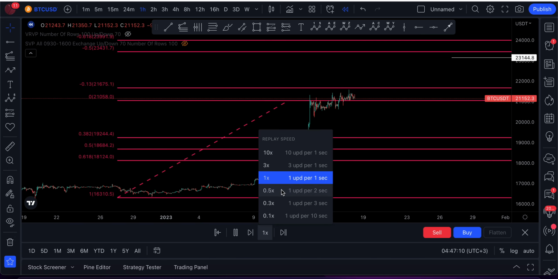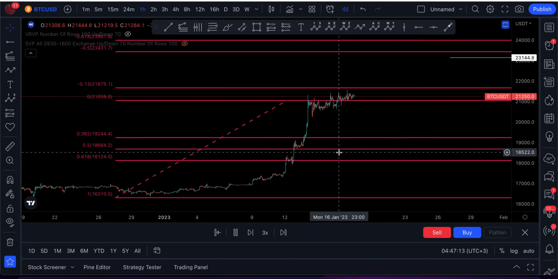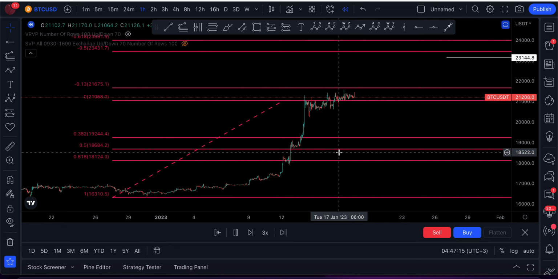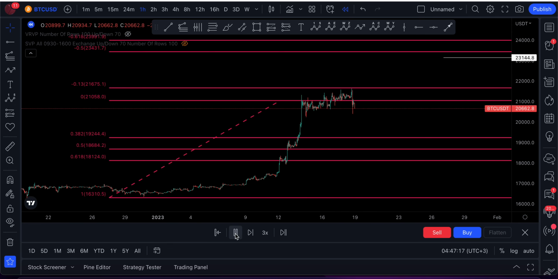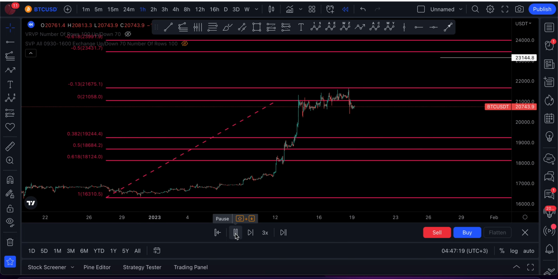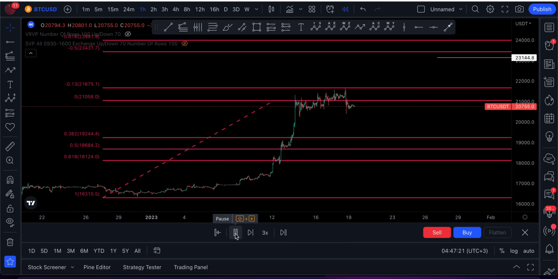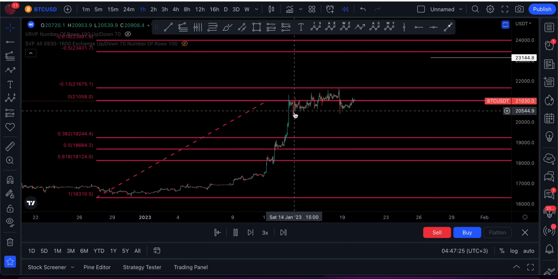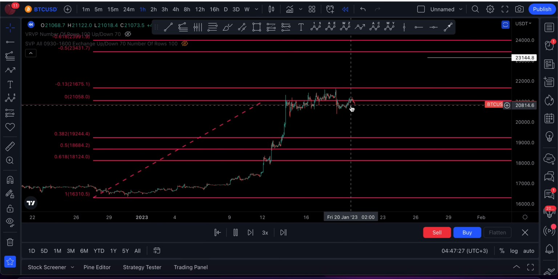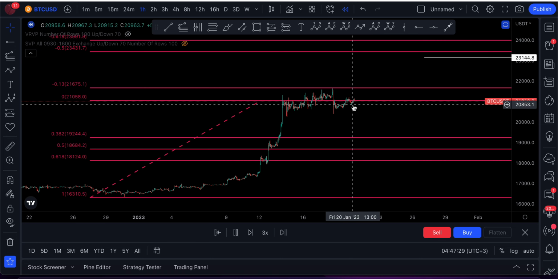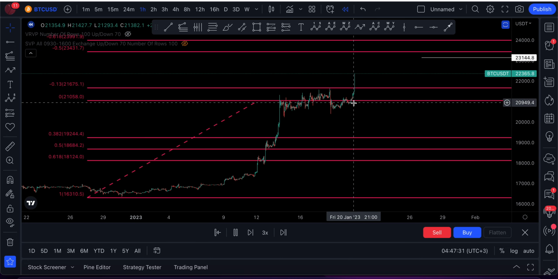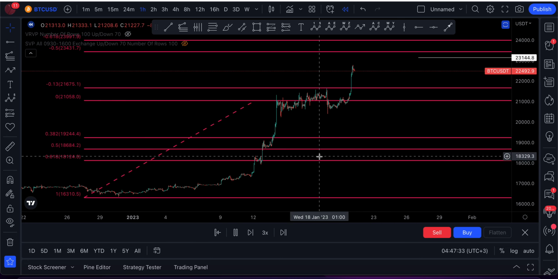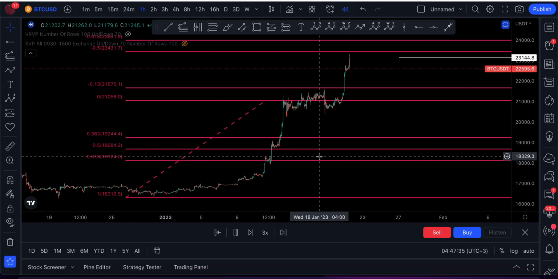Okay, can I speed this up? Yes, I can. Okay, we already have an expanding flat right there. 1, 2, 3. Okay, we're pushing up. Okay, so let's see where price goes.